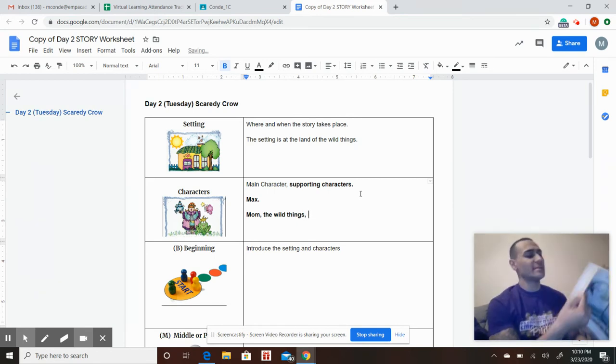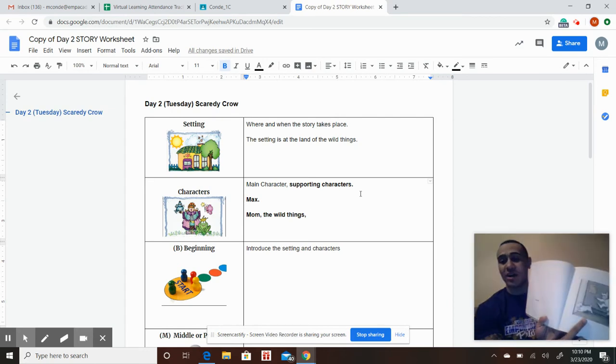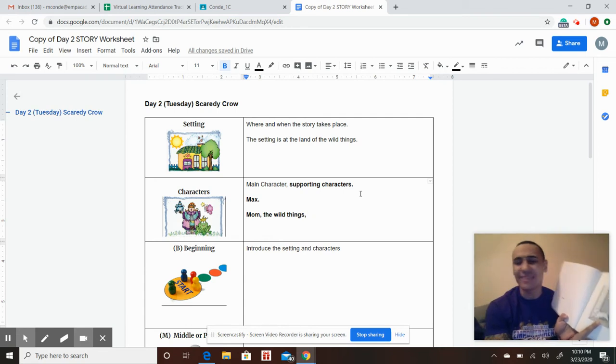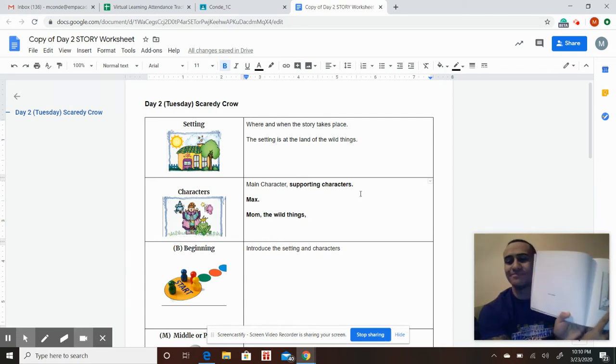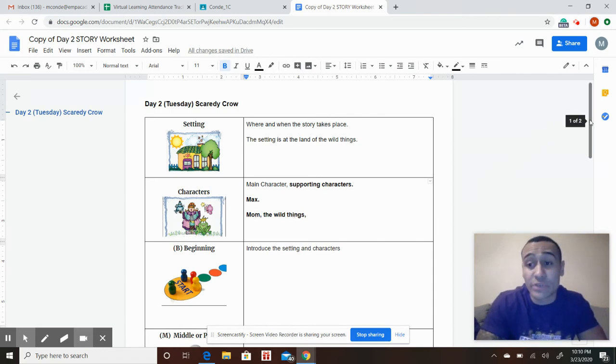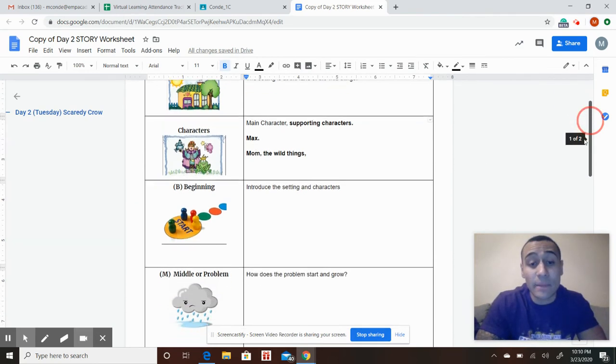Let me go through and double check. Ooh, there's also Max's dog, but Max's dog doesn't really have any lines. He doesn't really come up in the story a lot. I don't think Max's dog is that important of a character, so I don't think I'm going to add him in there. I think Max being my main character, his mom, and the wild things, I think those are enough supporting characters. All right, now I'm ready for the really tricky part, my beginning, my middle, and end.